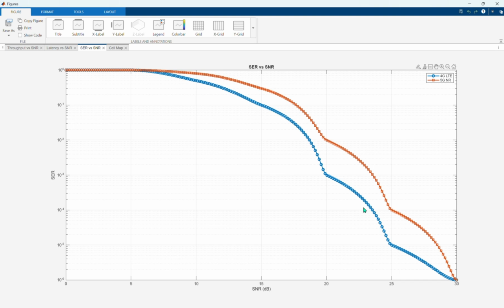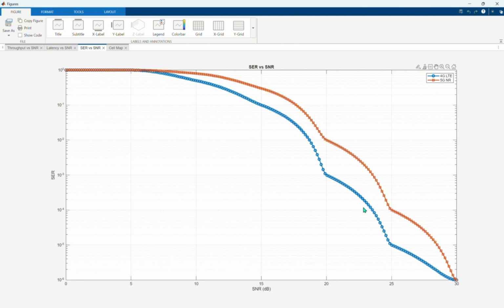The 4G curve drops slightly earlier because it uses more conservative modulation such as 64 QAM, while 5G initially performs a bit worse at very low SNR since it often uses denser modulation schemes like 256 QAM, which requires a stronger signal to decode correctly.